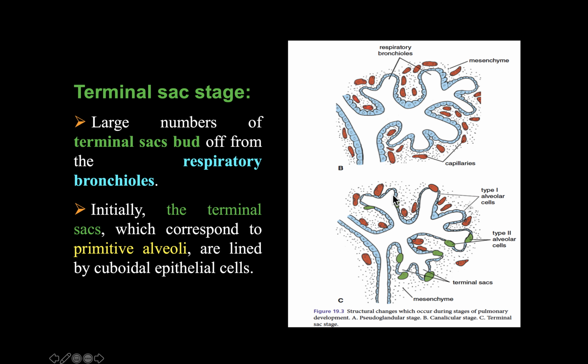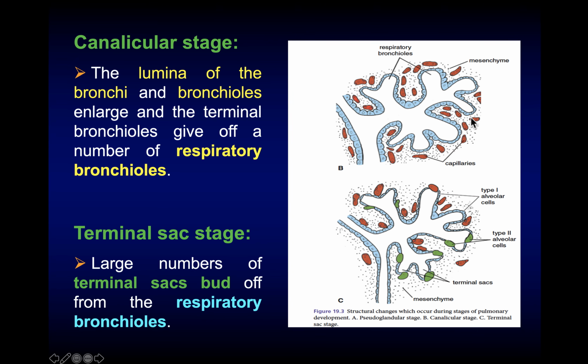Each of these terminal sacs is lined by cuboidal epithelium, and remember from the histology we said that the alveoli are lined by epithelium, which is alveolar type 1, simple squamous epithelium, whereas type 2, which is about 5% of the total cells found in that area, are simple cuboidal epithelium. So most of this epithelium will change from cuboidal epithelium into squamous epithelium.